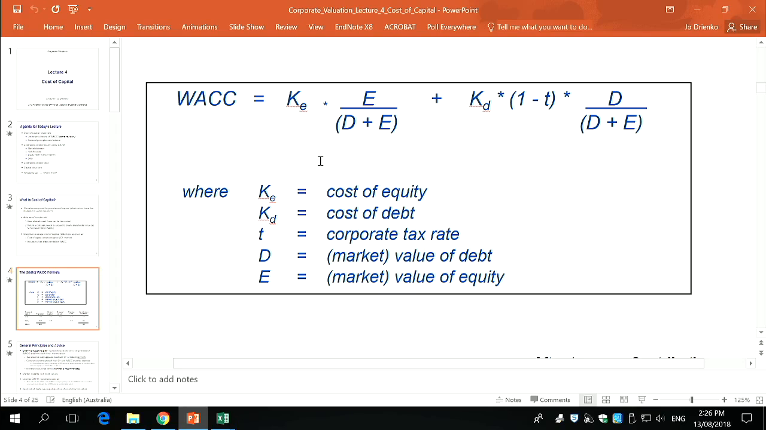And D and E are the value of debt and the value of equity. Always we want market values. For equity, that's easy. One benefit of valuing a public company is you can look up the price of the shares very easily. It takes 5 seconds. So you can calculate the number of shares times the share price, which gives you the market value of the equity. With debt, it's harder, because most debt, including JB Hi-Fi's debt, is not bonds. They actually went into a bank and borrowed money, so there are no market values for that debt.